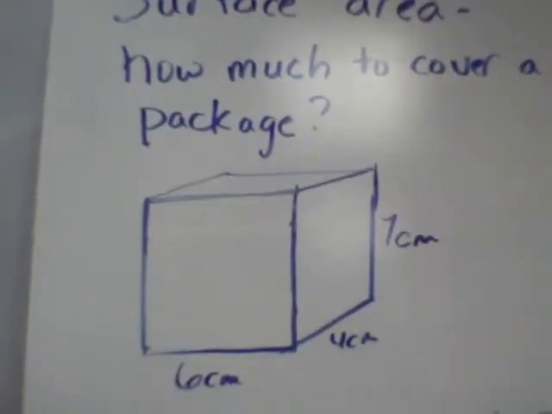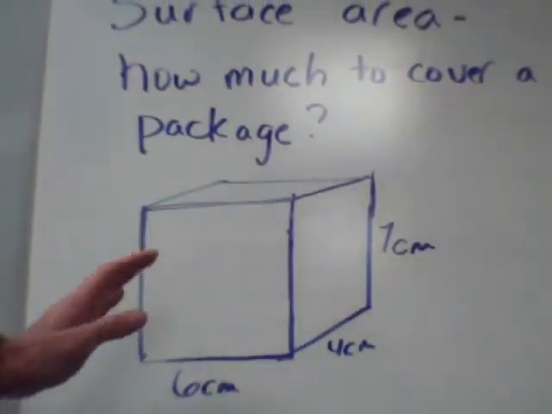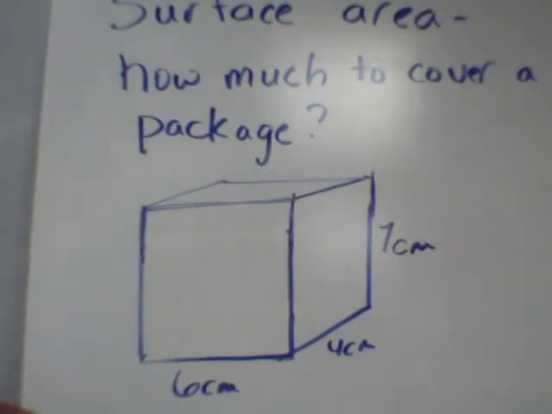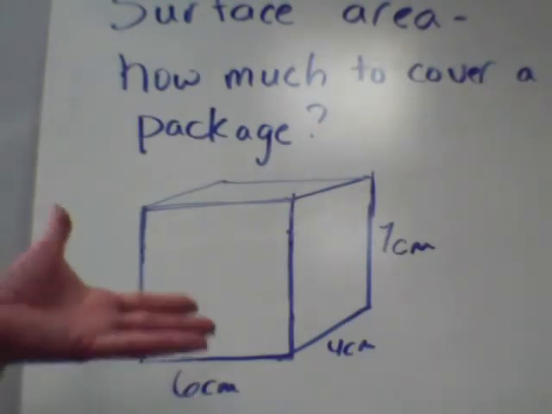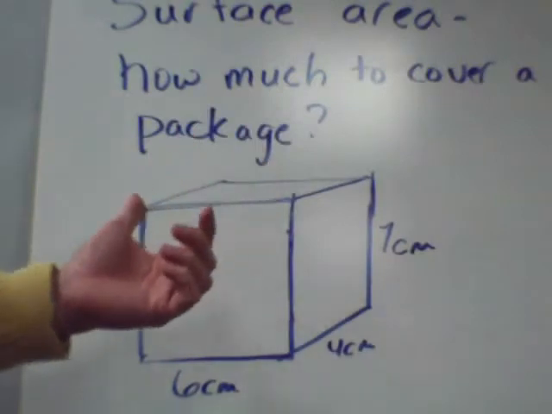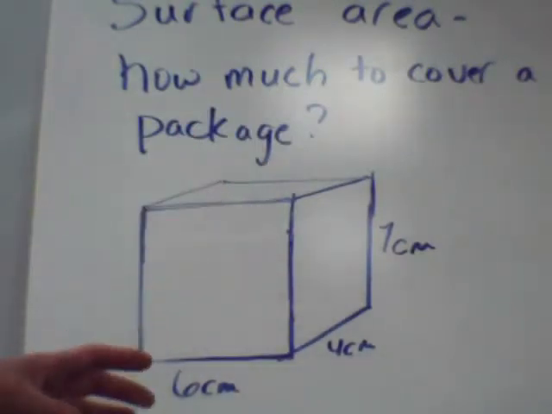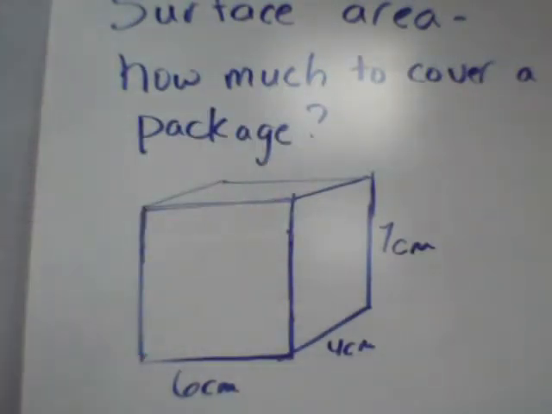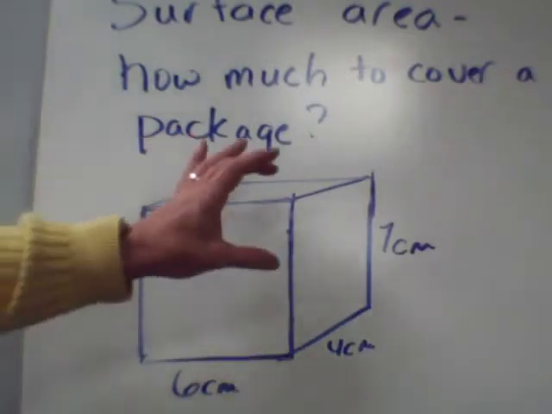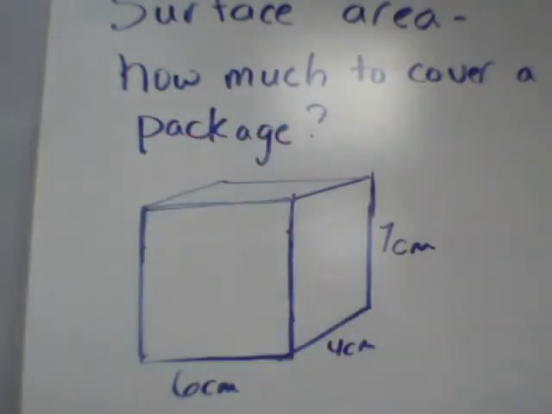We're not worried about the volume. We're not worried about what goes in the box. We're just worried about covering the outside. And just like the name says, we're talking about area, the area of the outside. The only difference is this is a three-dimensional shape now. So now we have multiple sides of area that we have to combine.